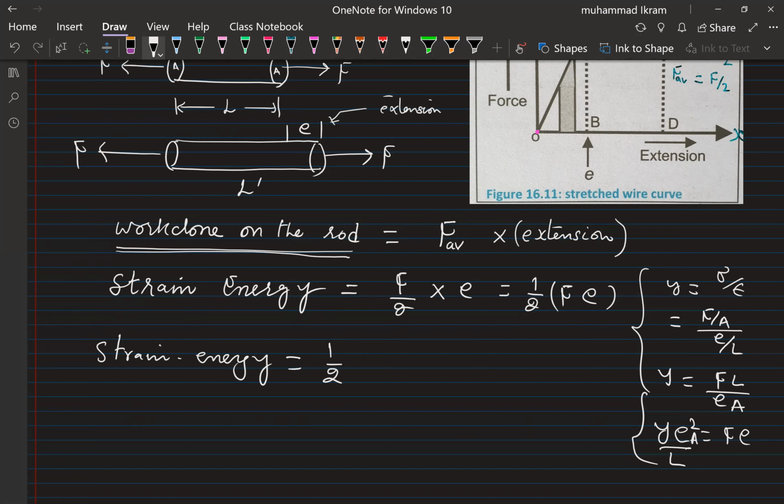So you see here that the strain energy stored in the body will be the product of the Young modulus of the body into area into the square of the change in length over L, like this. So this is in terms of the Young modulus. So you can calculate the strain energy or the energy stored in a body like this.